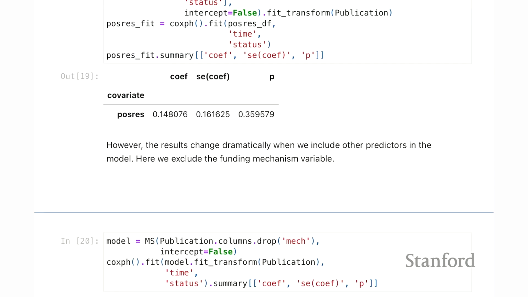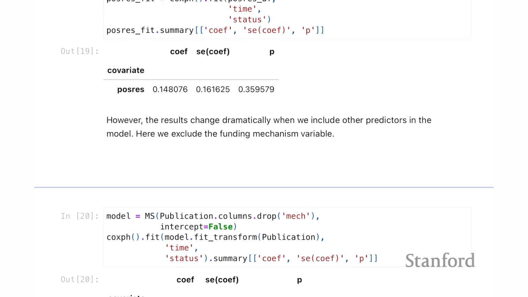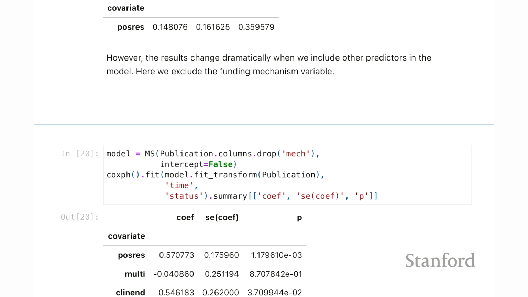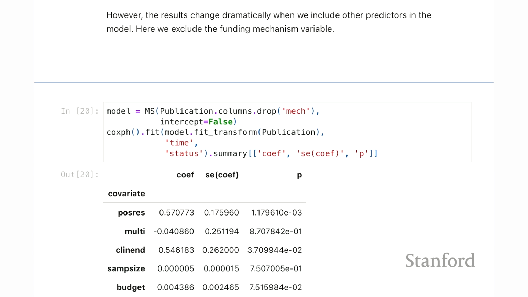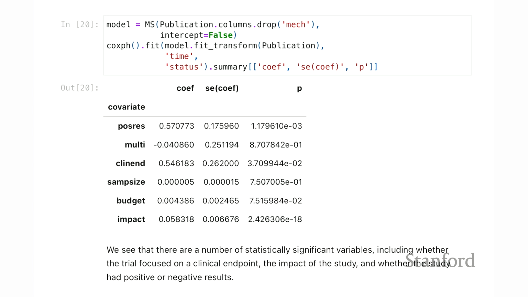Okay. So now we're going to include some of the other features. So we're going to drop this, MEC is the funding mechanism used. I guess that's whether it's NIH or privately funded or NSF, and fit a Cox model. And then, okay, so now let's see. Oh, there's some significant things there, Jonathan. Yeah, pos-res becomes significant now.